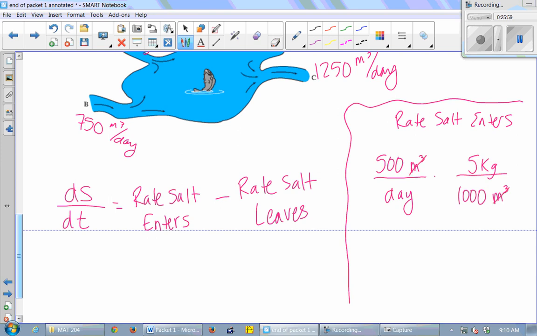Cubic meters cancel, and I get 1,000 kilograms. Sorry, 2.5 kilograms per day. So over in my differential equation, I put in a 2.5. All right, then I have to figure out the rate salt leaves.